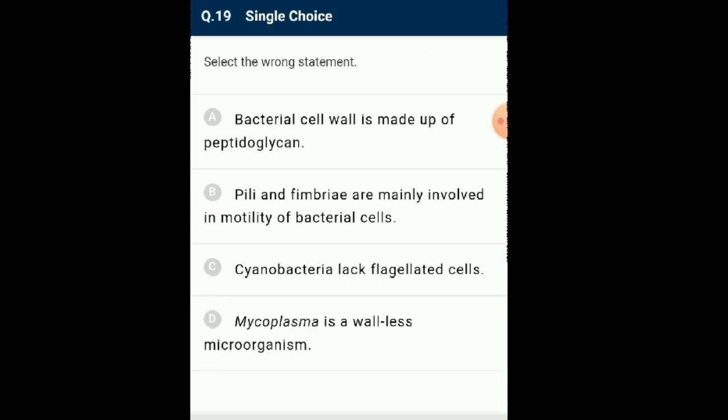Question number 19. Select the wrong statement. Fimbriae are a major helping factor in bacterial virulence, the ability of a bacterium to cause disease. These structures enable some bacteria to colonize human epithelial cells. At the end of the fimbriae, unique proteins called adhesins are present. The specific type of adhesin differs by the type of bacteria. So the answer for this question is option B. Pili and fimbriae are mainly involved in motility of the bacterial cell. That is the wrong statement.